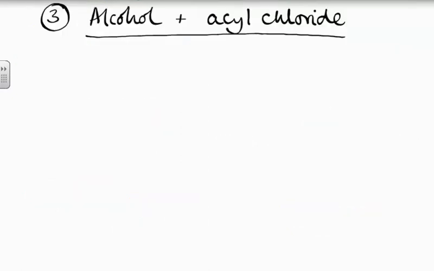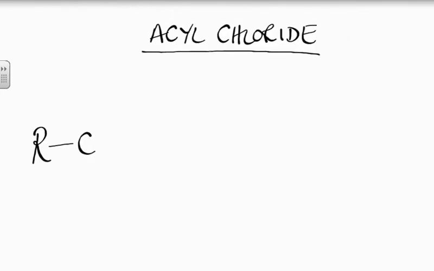Third way of making an ester is with an acyl chloride. So fairly new to acyl chlorides. So let's have a look at the acyl chloride. Again, we've got the carbonyl group, and as you can imagine, there's a chlorine involved. Very reactive acyl chlorides, very corrosive.